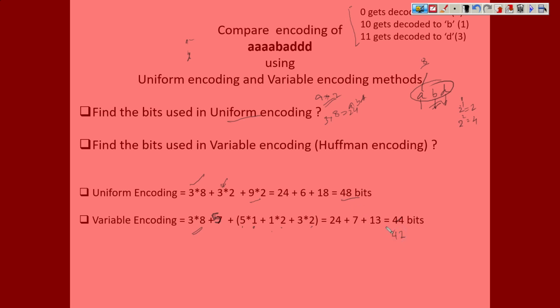So you can see that some difference is still visible here: if we use the uniform encoding, this much is the size. If we use the variable encoding, this much is the size. If we go with the default encoding, then the size is 9, and 9 into 8 will be 72, the number of bits required for encoding. Okay, so this is all. I believe that you understood. Thank you so much. See you in the next video.